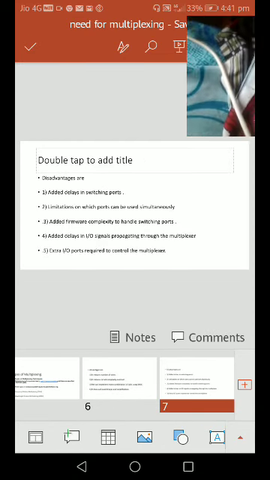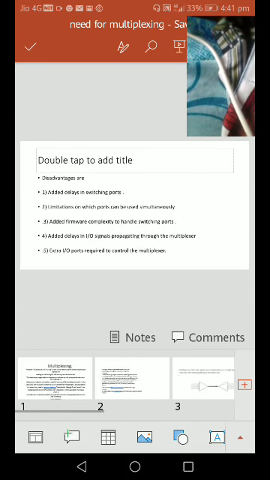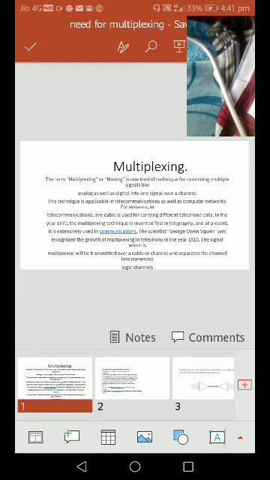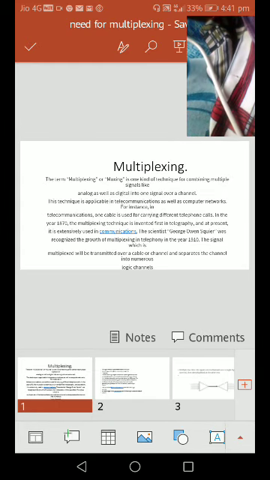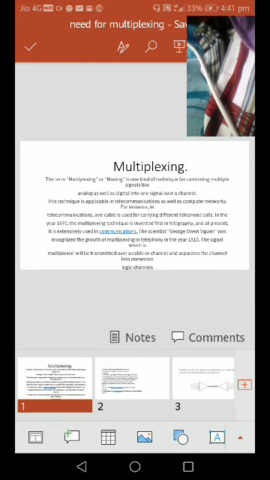These all are the requirements of using multiplexing, the drawbacks of using many multiplexers. We have a long distance for communicating the signals.